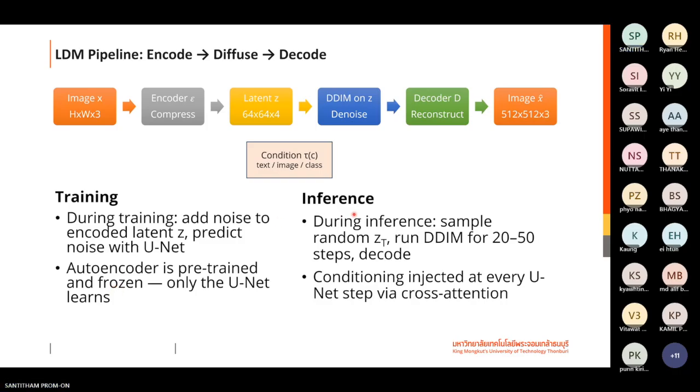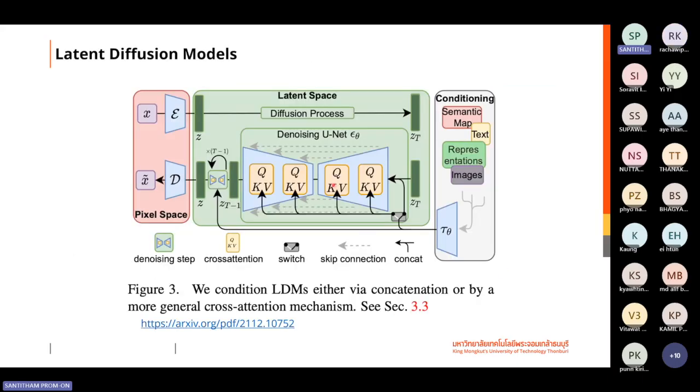Then for the inference step, we use the DDIM that we mentioned earlier, starting from a sample, and then denoising for 50 steps, then decode. For this, we can also do the conditioning by injecting into the UNet at every step using cross attention. So this is the image. This is the link. You can click on this link to go to that.